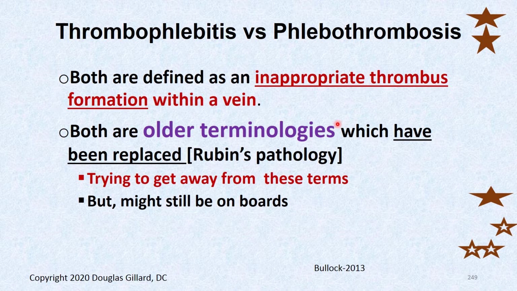Some more definitions. Boards love these definitions. Here's some old school definitions they're trying to get rid of, but they're still going to be on boards, I bet. So both of these, thrombophlebitis and phlebothrombosis, have been around since the 80s when I was in school. I remember learning these. They're really old terminology. Medical texts don't even talk about them anymore. Rubens, one of the chiropractic board pathology books, even he says this is old terminology and it's been replaced. But nevertheless, Robbins talks about them, so I better put them in there because they could show up. They're both board books.